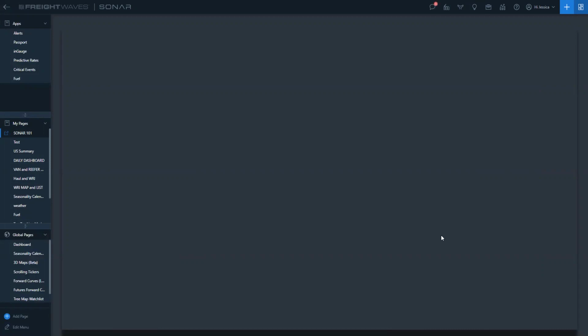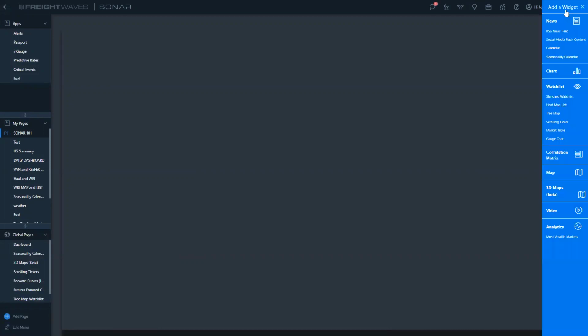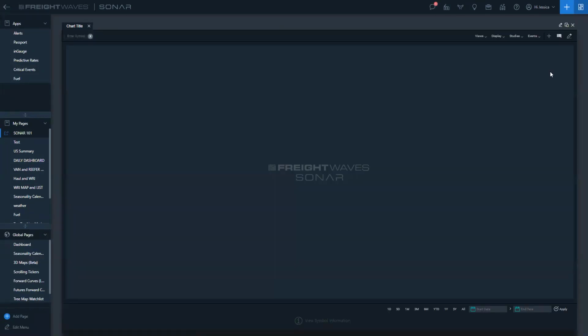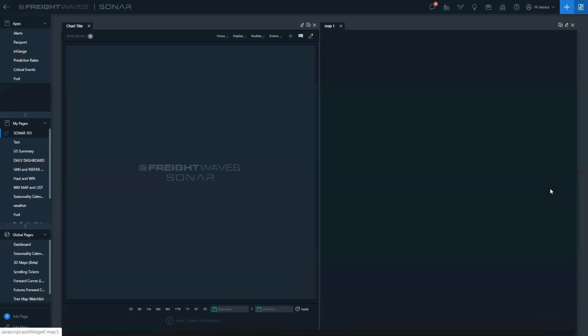And this will take you to your plain blank screen to dig into as much of the data as you want. All you do is go up to the blue plus sign, select the widget that you want, and then it will populate to your page. I'll add a couple on here just to show you how they look. So if I want to look at a chart, and then I also want to look at a map, all you do is go back up to the blue plus sign and click on Map.